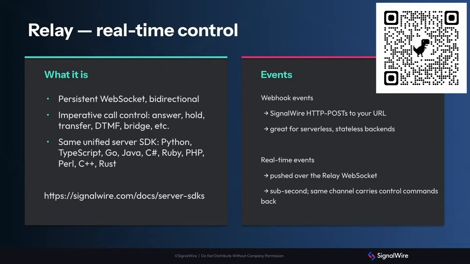So that was SWML, which is the declarative way of defining the programming language. Then on the server side, you can use the Relay SDK. Again, it connects through the WebSocket, bidirectional communication, and you can use the same methods. It's just whatever technology or programming language you're using on your server side, you will have it available from the SDKs. And again, you will get real-time events directly pushed to the WebSocket you are connected to.